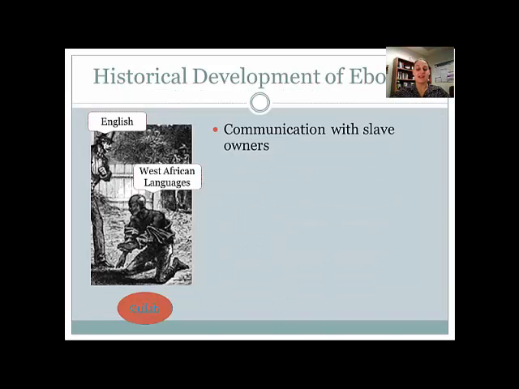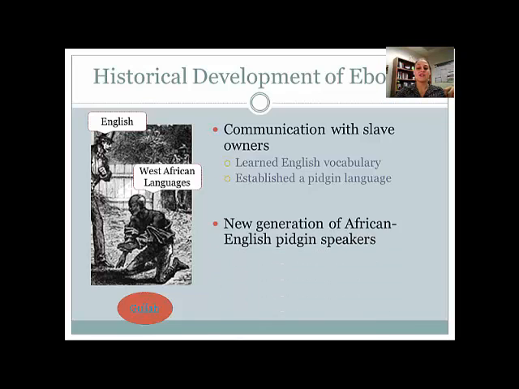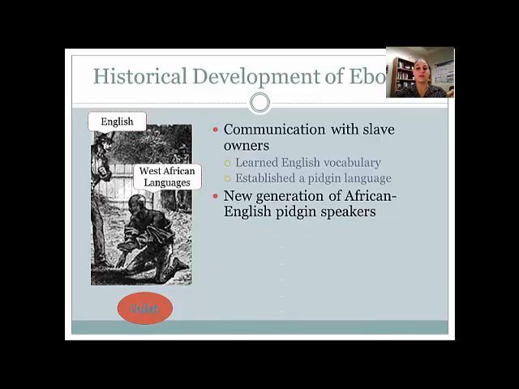Once they got to the United States, it was very important that the slaves were able to speak with their slave owners. So they had to learn an English vocabulary, and this is where they established a pidgin language. It was that rudimentary form of communication for the slave owners and the slaves, where they had to talk to each other and communicate. As new generations of African English pidgin speakers were born, that pidgin became more systematized and became a Creole.